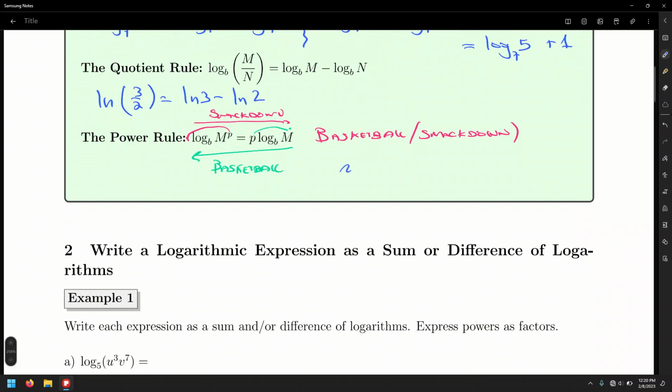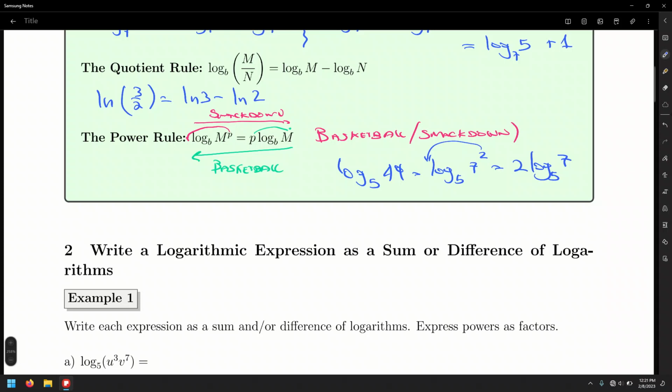How about log base 5 of 49? Apparently there's no power at all, but we can write the number 49 as a power of 7. That's 7 squared, and we can take the number 2 and put it in the front, like smackdown: 2 log base 5 of 7. And if we were to go backwards, that would have been basketball. You'll see how we use these properties for more elaborate expressions.